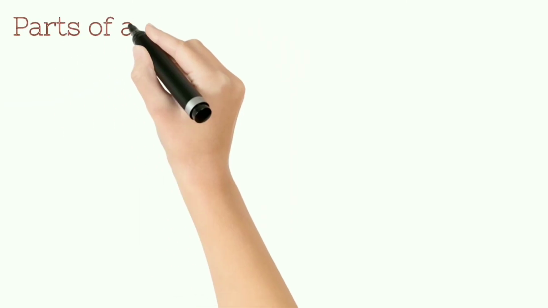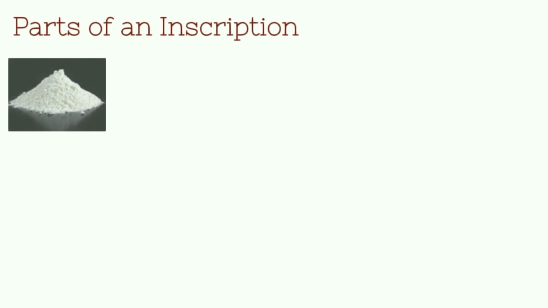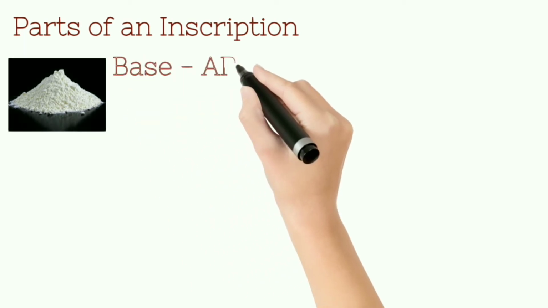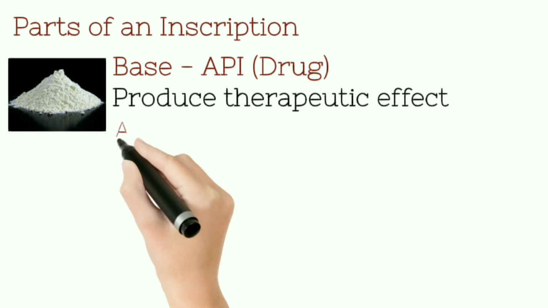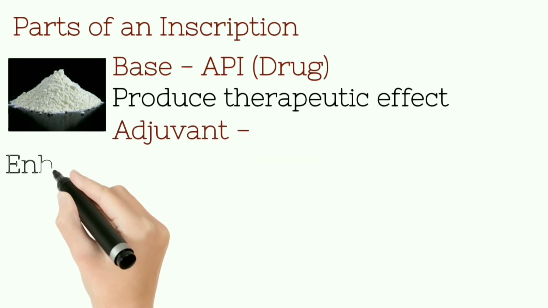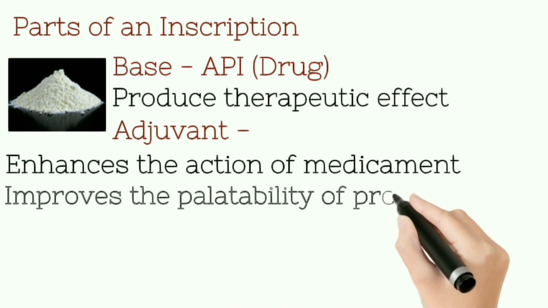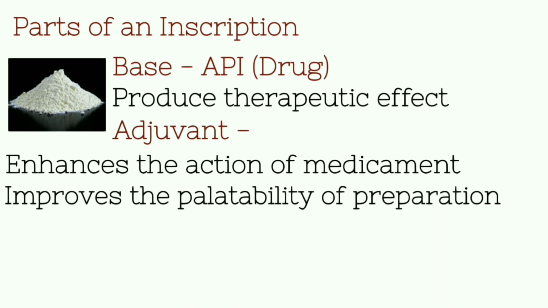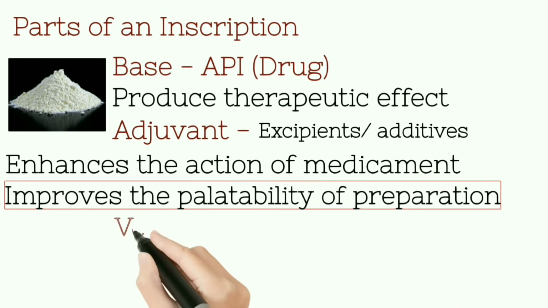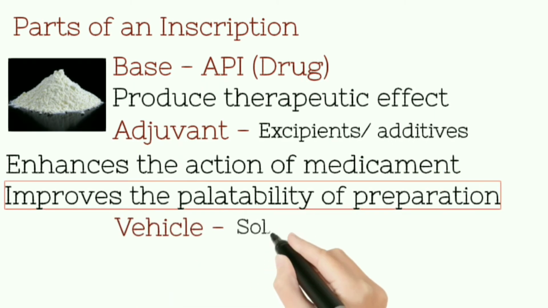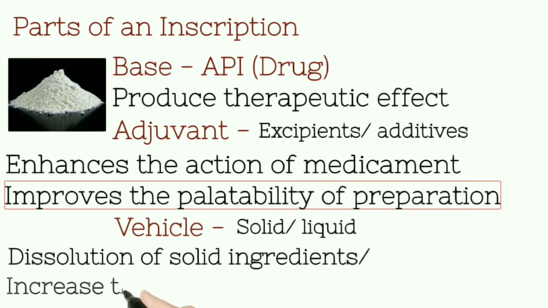Inscription contains the following parts. In the base, the active medicaments which are intended to produce the therapeutic effect are written. These are drugs. The next part is the adjuvant, where the substance written over there enhances the action of the medicament or improves the palatability of the preparation. We also call these excipients or additives. The third part is the vehicle, which is either solid or liquid. It is mentioned either to dissolve the solid ingredients or to increase the volume of the preparation.